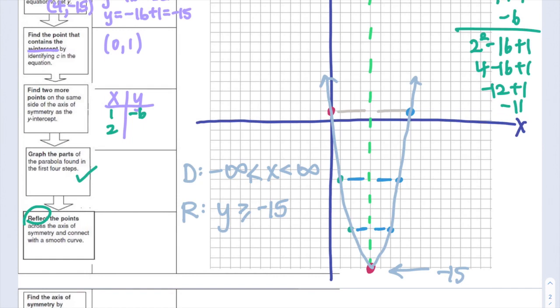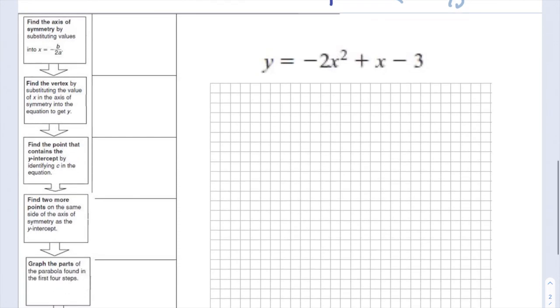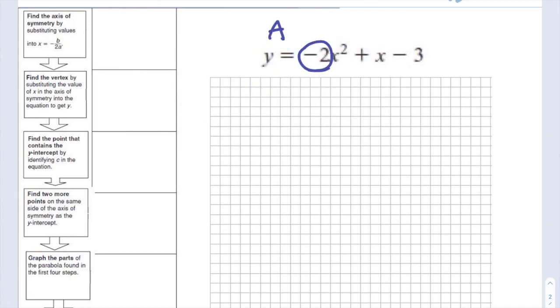So I have two more examples. All that's changing are the values that we're using. So here, a is negative 2, b is 1, and c is negative 3. So you're just going to go through the exact same steps in order to graph it.